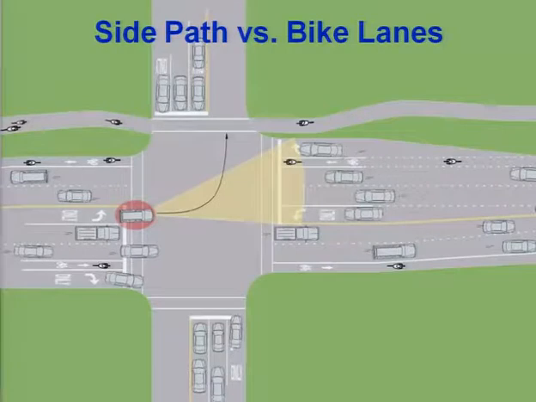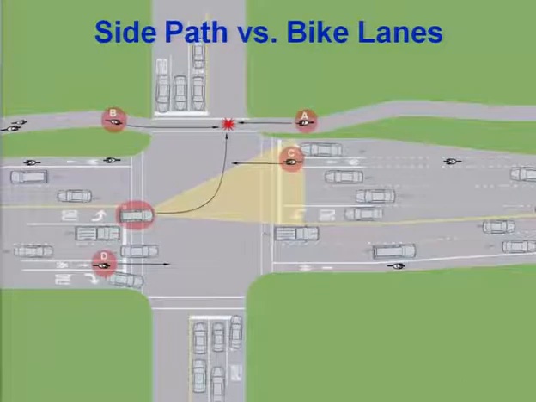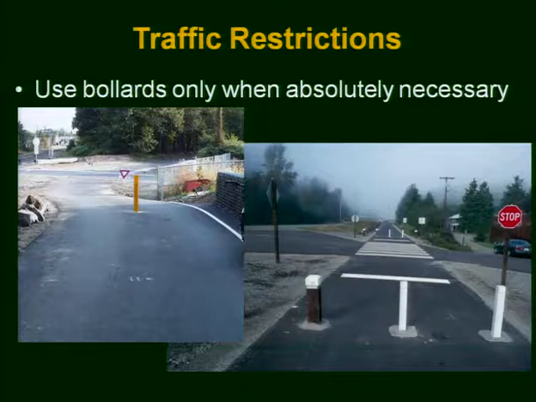He sees this bicyclist, well, the bicycle going this way, it doesn't even bother him, but he doesn't see this cyclist, and he'll never see that cyclist. It's in his blind spot. When he turns, you get hit. So side paths work just fine, but you have to slow the bikes down and bring them down to pedestrian speed across that intersection. And bollards are dumb.